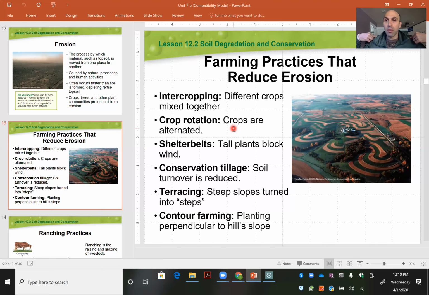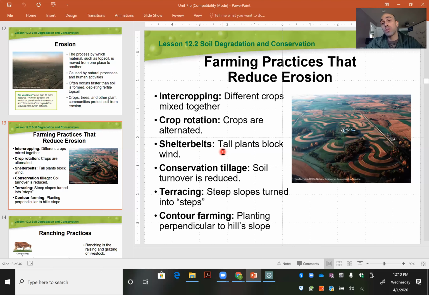You're using the crop from one year, and then you're going to give it a break. You're going to let it rebound. Then you're going to use the crop another year. You're going to give it a break. You're going to let it rebound. Okay, you're not constantly digging into those same nutrients year after year and not giving them time to grow back. Shelter belts, those are tall plants that block wind.